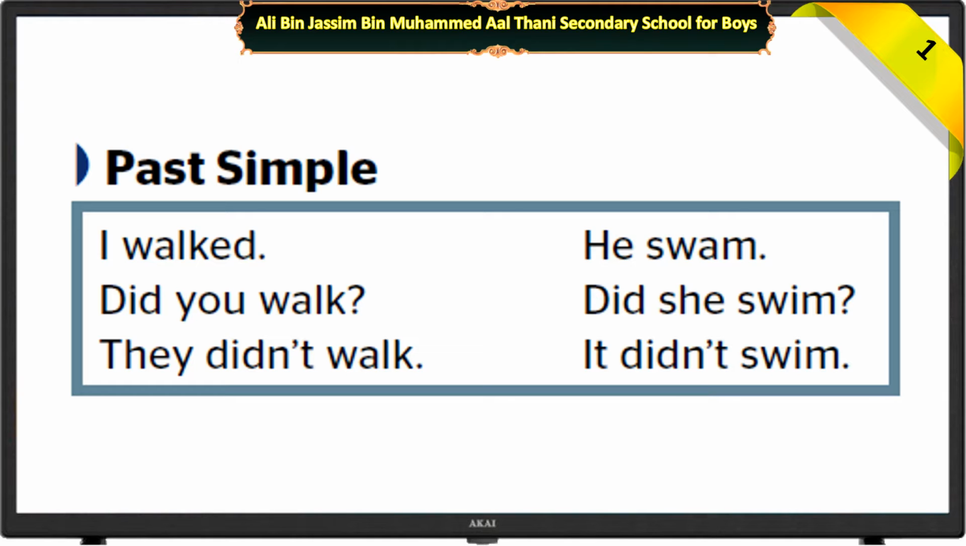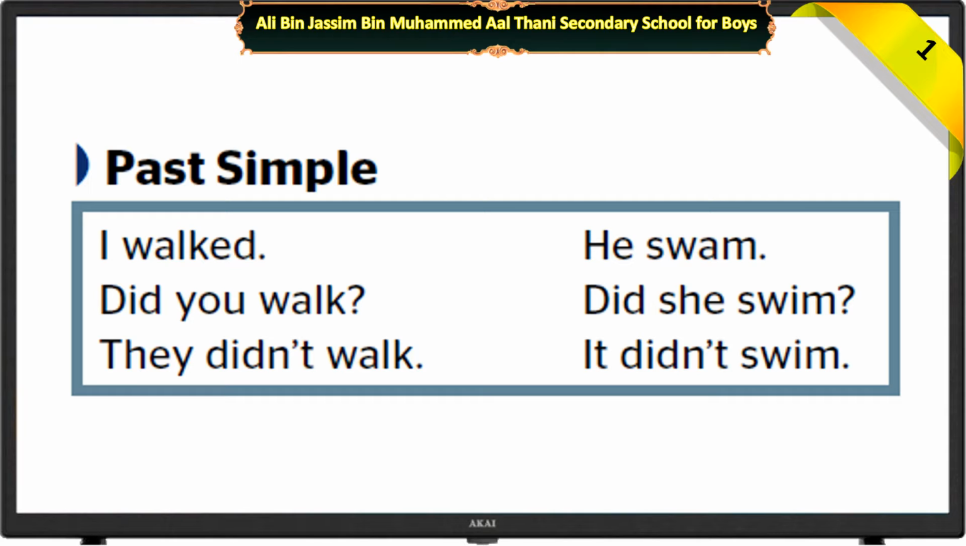For the past simple, we have some examples like I walked, he swam. If we deal with the affirmative form, as you see here, walked is a regular verb and swam is an irregular verb.